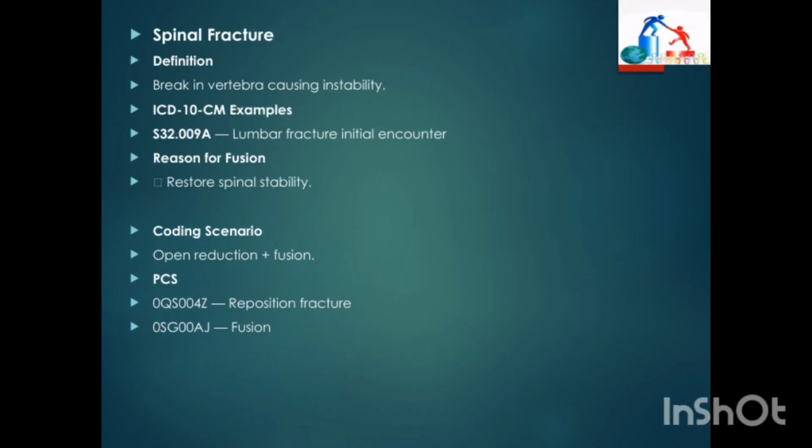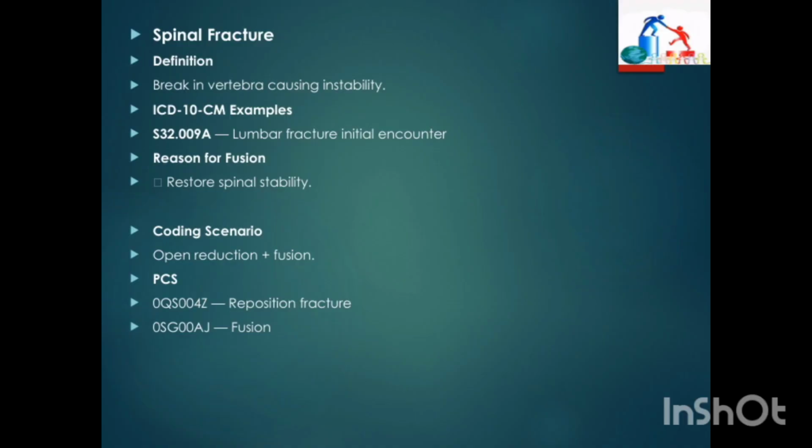Let's take a closer look at spinal fractures. A spinal fracture is essentially a break in one of the vertebrae, which can lead to instability in the spine. This is a critical point because instability can affect the spine's ability to support the body and protect the spinal cord. In terms of coding, you might see examples like S32009A, which indicates a lumbar fracture during the initial encounter. It's important to note that the main reason for performing a fusion in these cases is to restore spinal stability, helping to prevent further injury or deformity.